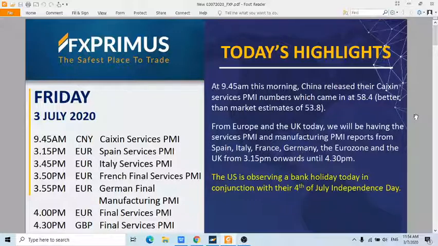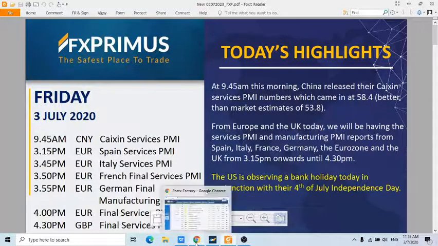As early as 9:45 a.m. this morning, China released their Caixin Services PMI numbers, which came in at 58.4, a big improvement from market expectations of 53.8.